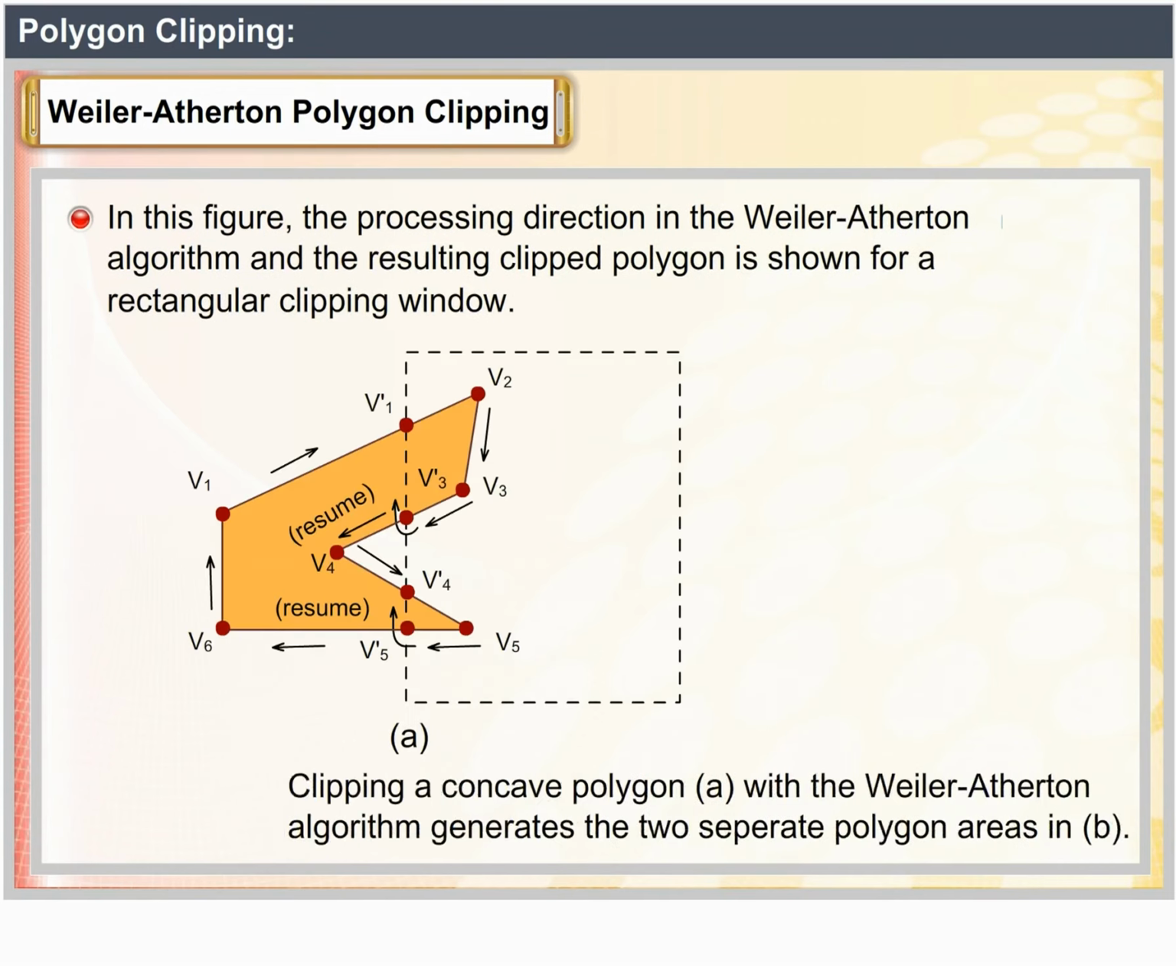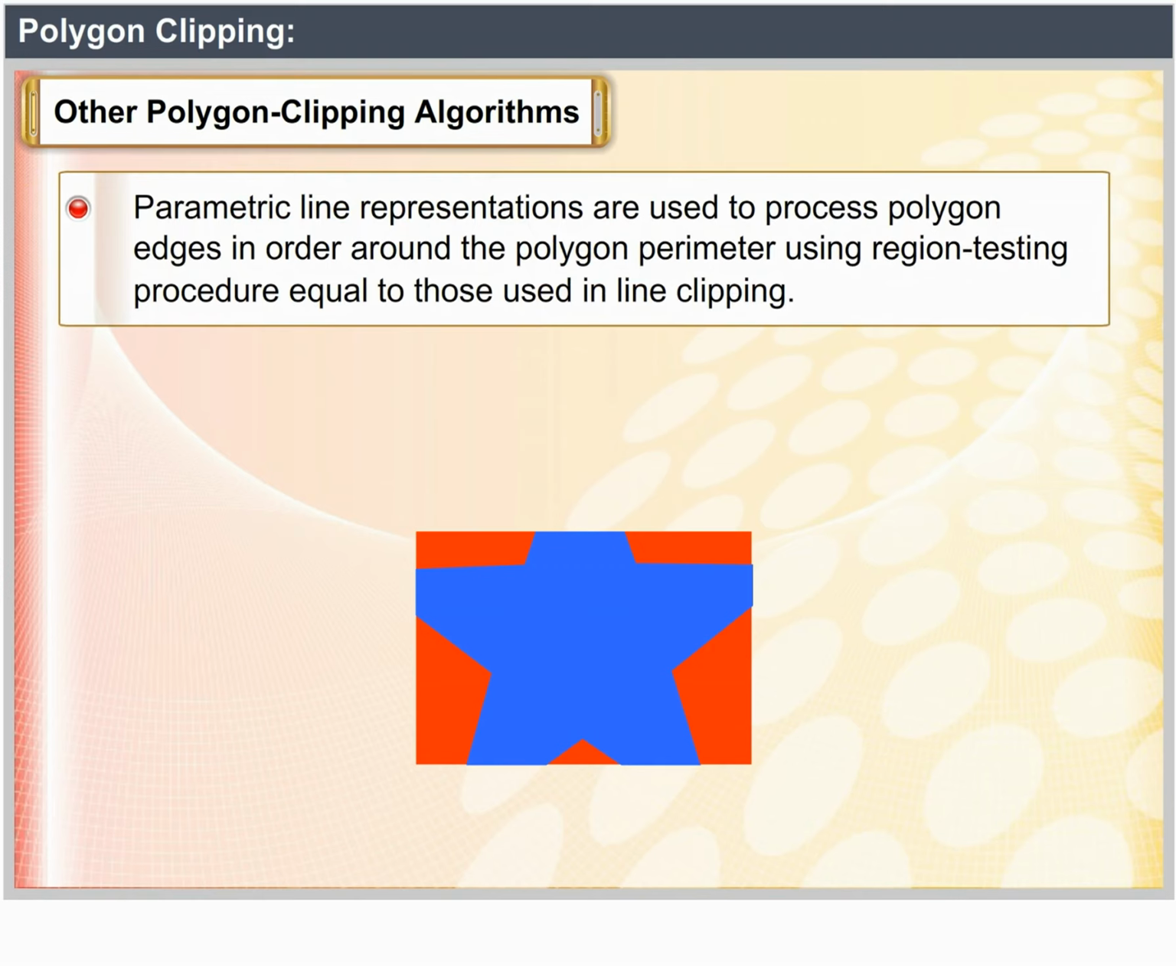Other polygon clipping algorithms. The various parametric line clipping methods have also been adapted to polygon clipping, and they are particularly well suited for clipping against convex polygon clipping windows. The Liang-Barsky line clipper, for example, can be extended to polygon clipping with a general approach similar to that of the Sutherland-Hodgman method. Parametric line representations are used to process polygon edges in order around the polygon perimeter using region testing procedures similar to those used in line clipping.